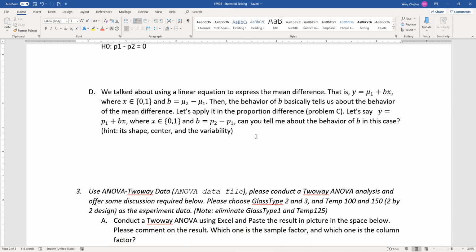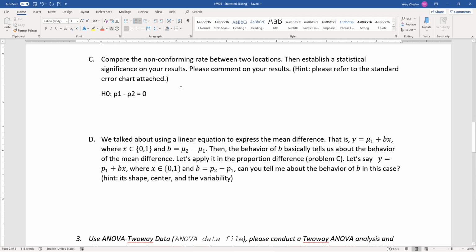Basically, this is a linear equation way of expressing the differences. If you remember, we use this to express the mean difference, figuring out how B behaves. That is basically how the mean difference is behaving, right? And I'm asking you to do something similar for the proportion difference. Okay, it looks kind of intimidating, but it's really a simple one if you solved C already.